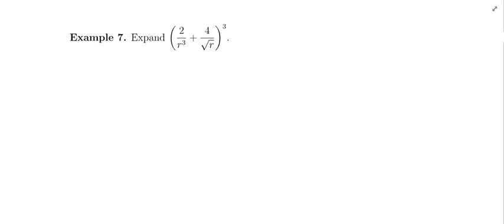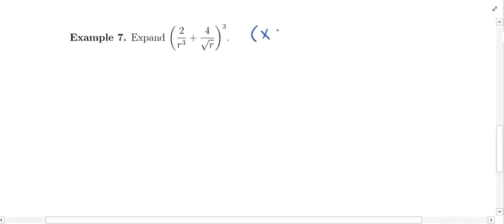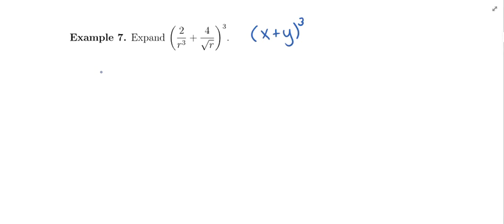In example 7, we are expanding the binomial 2 divided by r cubed plus 4 over the square root of r raised to the third power. All right, so to do this expansion, we're going to start off simple. We're going to expand (x + y) cubed. This one isn't too bad to just multiply out, but we will practice using the binomial theorem here.